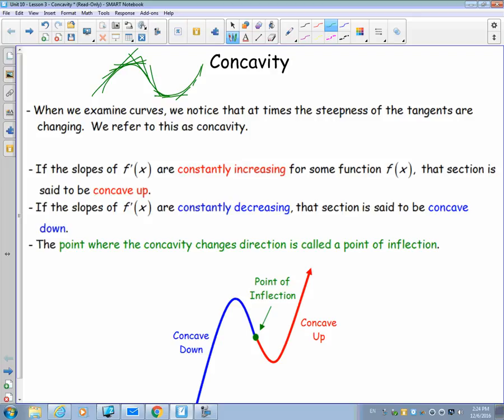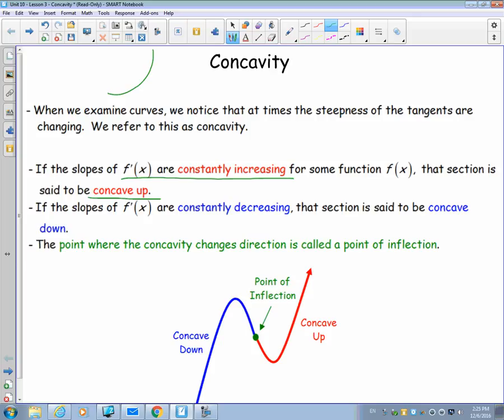By examining the kinds of values you have for your derivative, be they increasing or decreasing, we can get an idea of the shape of our curve. And we call that concavity. So the big ideas for today are, if your derivative is constantly increasing on that section of your graph, it's going to be concave up, which means it's going steeper and steeper and steeper.